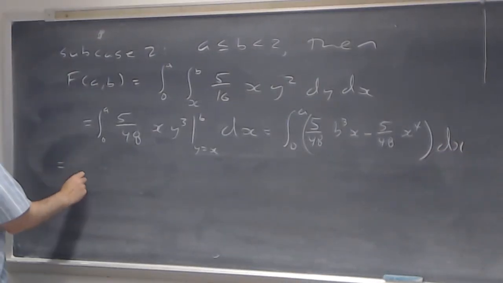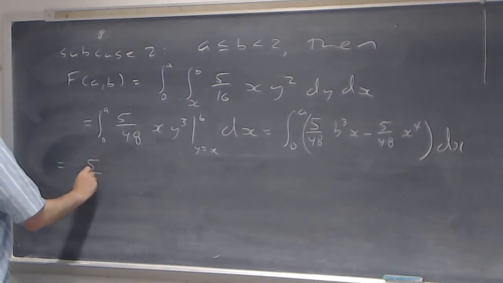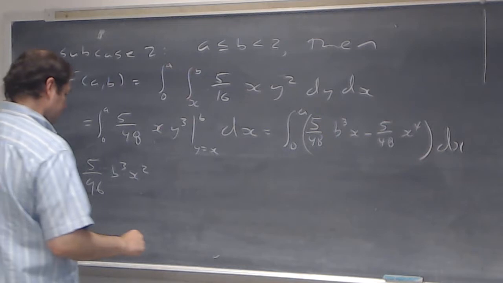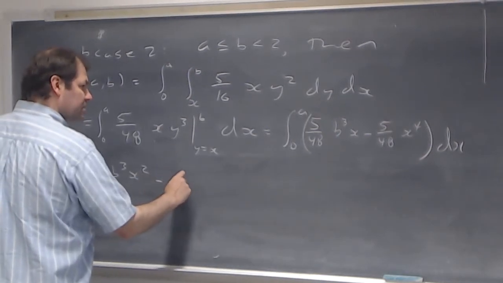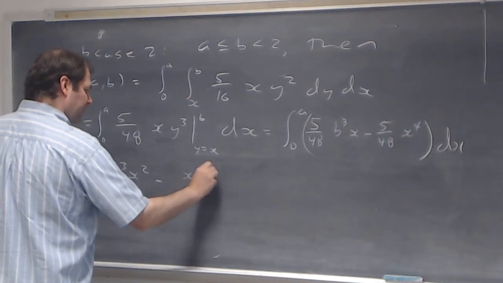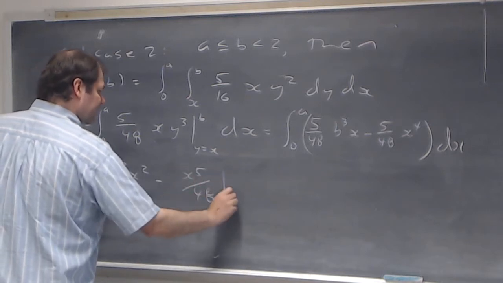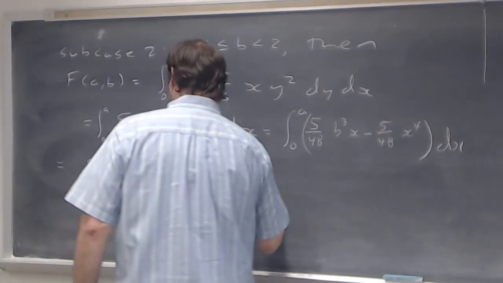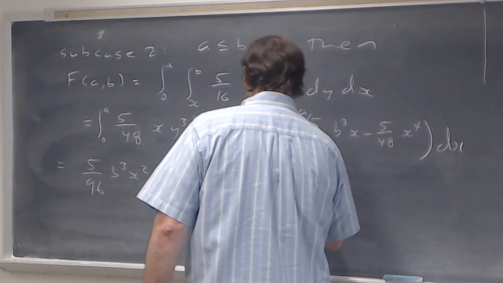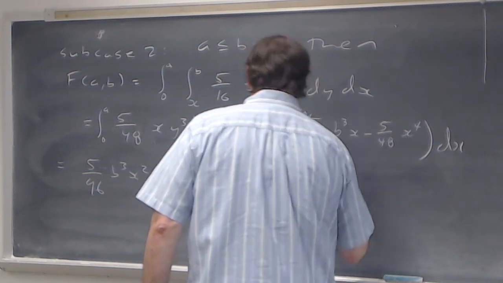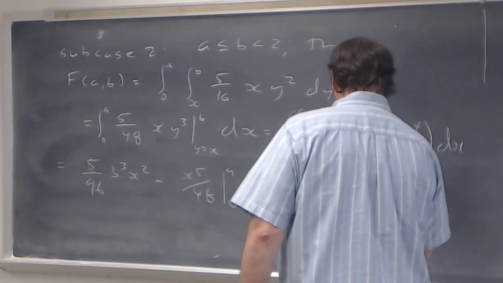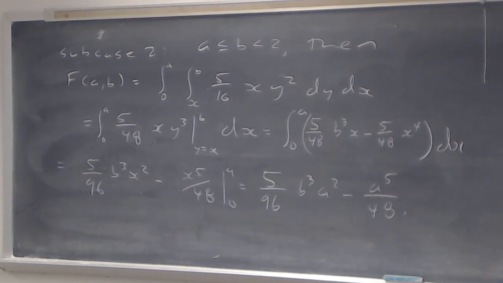And then that's going to be equal to 5 over 96 b to the 3rd x squared minus x to the 5th over 5. That's going to cancel with the 5 in the top, so I'm going to have x to the 5th over 48. I need to stick in 0 and a for x. So what I end up getting here is 5 over 96 b cubed a squared minus a to the 5th over 48 in this subcase.